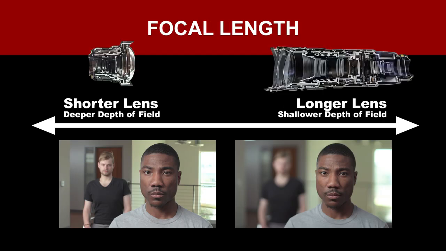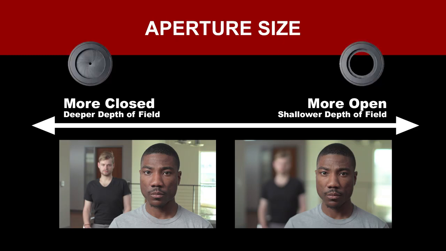Second is the focal length of the lens you're using. Longer focal length lenses produce a shallower depth of field, while shorter focal lengths produce a wider field of view and a deeper depth of field. The third factor is the aperture you choose. Opening the aperture creates a shallower depth of field, while closing the aperture creates a deeper depth of field.